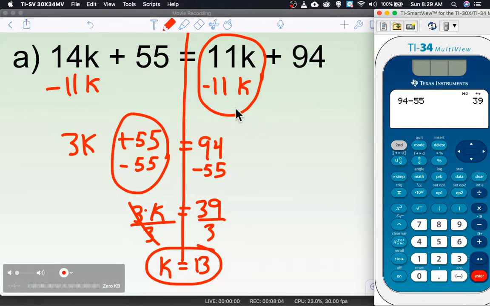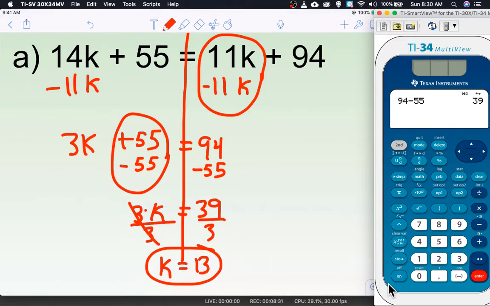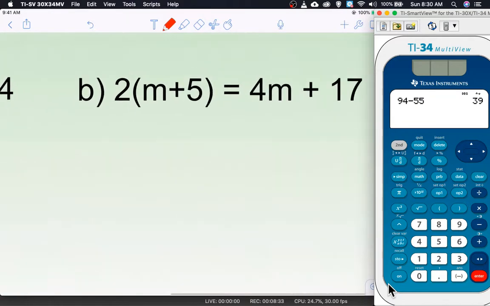We got rid of the variable on the right-hand side using addition or subtraction. So we subtracted 11 because it was a positive 11. We then had a two-step equation. We got rid of the addition-subtraction piece, because we're trying to get the variable by itself, so I subtracted 55 on both sides. We then had 3k equals 39. To get rid of that multiply by 3, we divided by 3 on both sides, and k equals 13. Letter B.